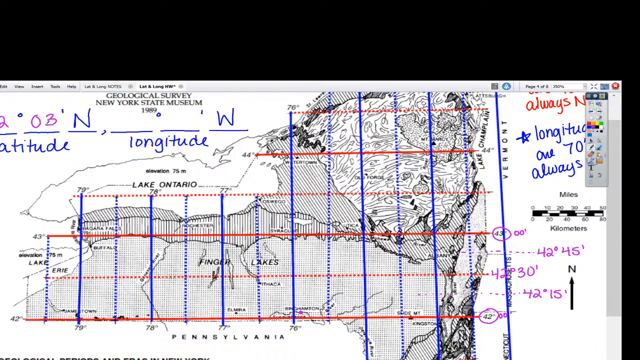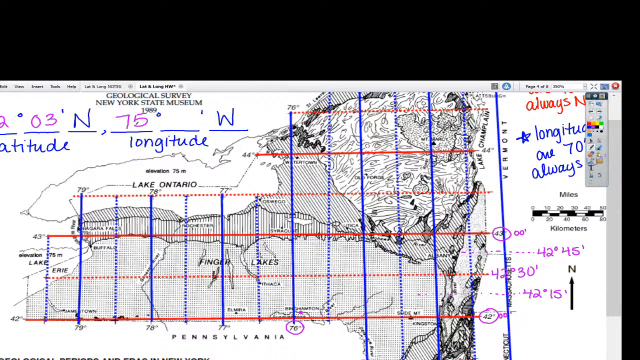Okay, so now let's do longitude. So longitude is this way. Same steps. We already found Binghamton, so step 1 is done. Step 2, it's between 75 and 76. So what number will we go with? Same rule, Michael. 75, always go with the lower number. So that's our first number for our coordinate.